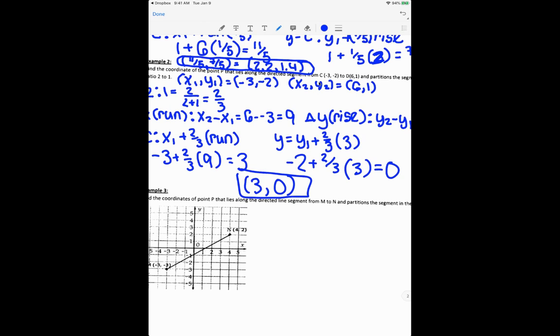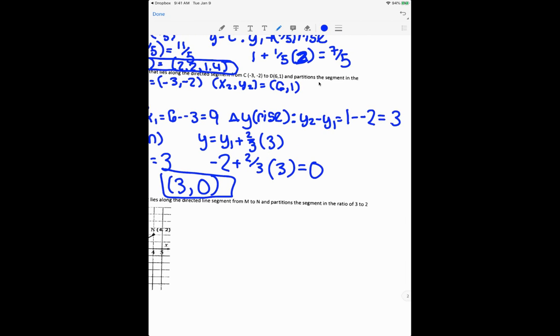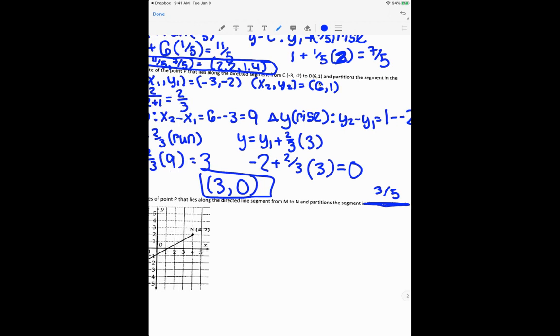Okay, example 3. Find the coordinates of point P that lies along the directed line segment from M to N and partitions the segment into a ratio of 3 to 2. So instead, I'm going to just put down 3/5 because I want you to get practice if they give you the fraction to start out with. Some of the ones on your test might be that way. They'd say find 3/5 of the segment M to N, or find the point that's 3/5 of the way. So we're going to do it that way just for practice.